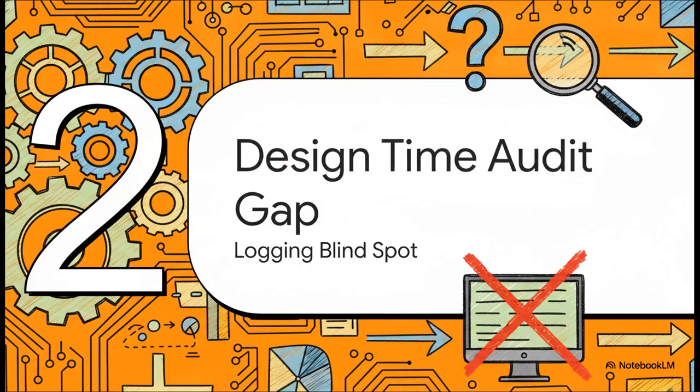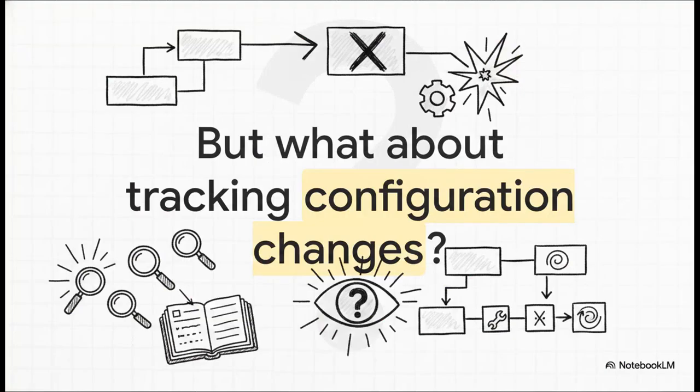Which brings us to Section 2, the design time audit gap, the critical blind spot in standard logging. Let me ask you this directly. With all those standard metrics we just talked about, what about tracking configuration changes? Think about it. If someone goes in and alters an integration design or tweaks a really critical workflow parameter, your standard activity stream logs simply aren't going to catch it. There's no record. And honestly, that is a huge blind spot for any enterprise architecture.